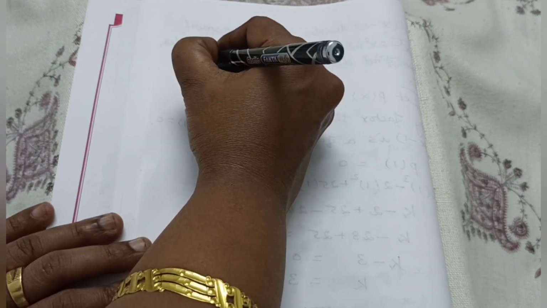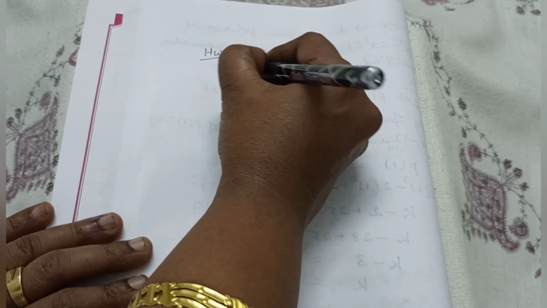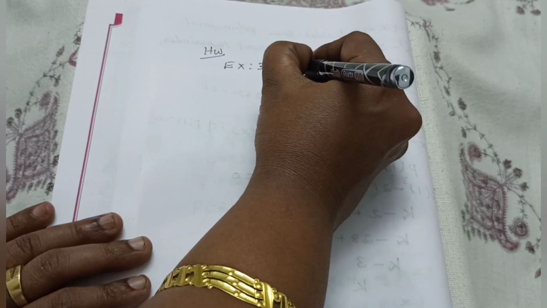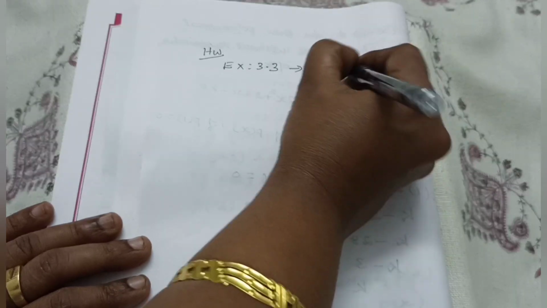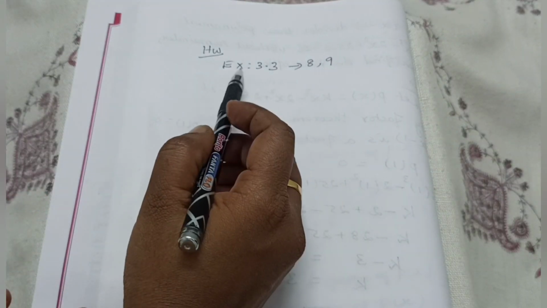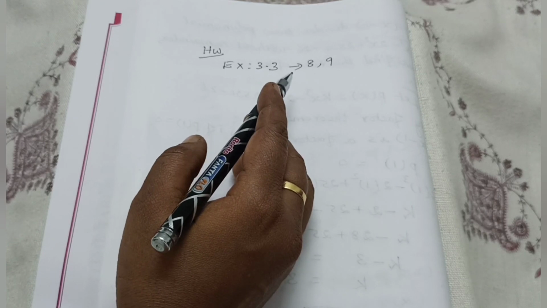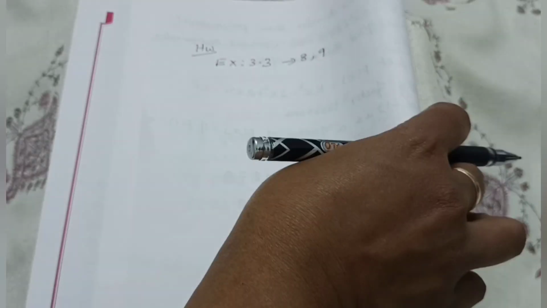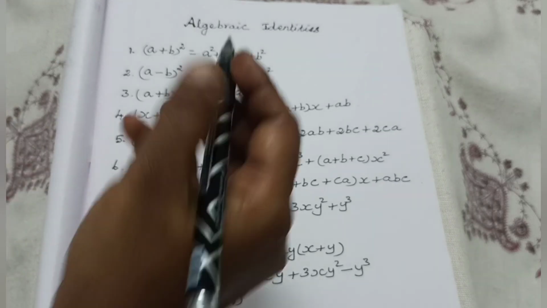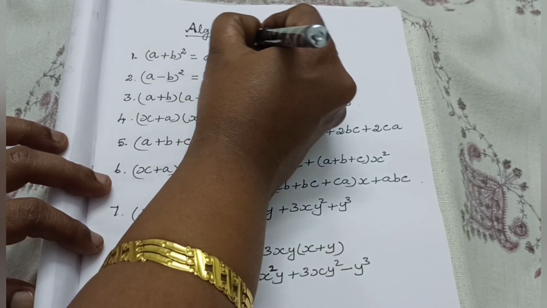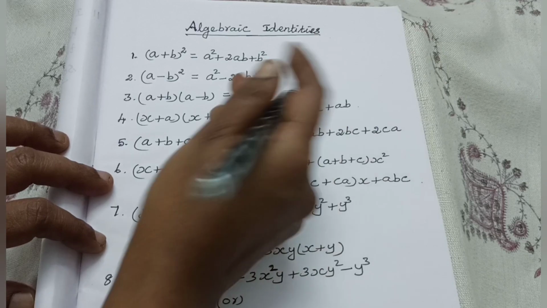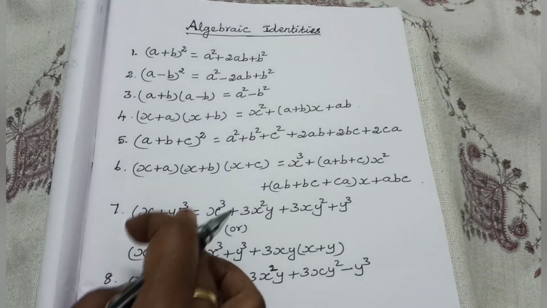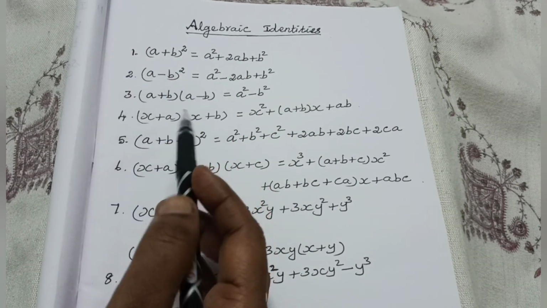Homework: exercise 3.3, 8th sum and 9th sum. Okay, this same model, these two questions you must complete. After completing these two questions, you should write the algebraic identities. Some identities you should complete. Some identities you already learned in the 8th standard.